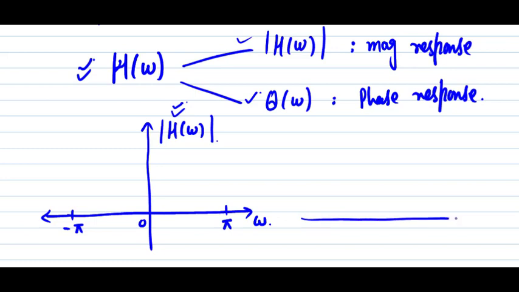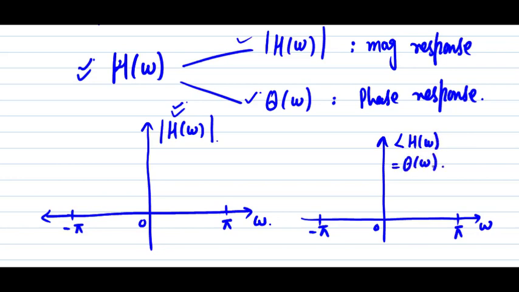Similarly, we also have the phase response. For this, again the x-axis is omega, its range is minus pi to pi, and the middle point is 0. But the y-axis is the phase of H of omega, and we can also write it as theta of omega. Basically, these are the two graphical representations of the frequency response of a system.